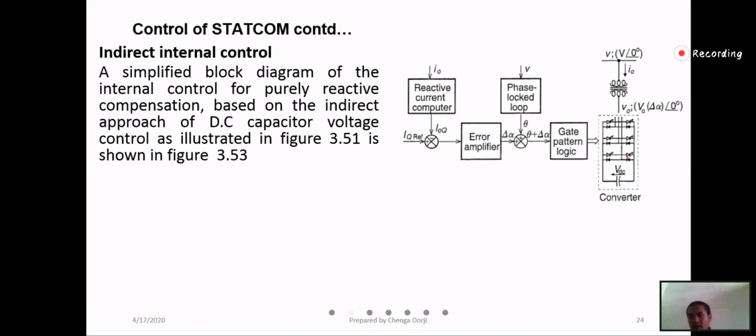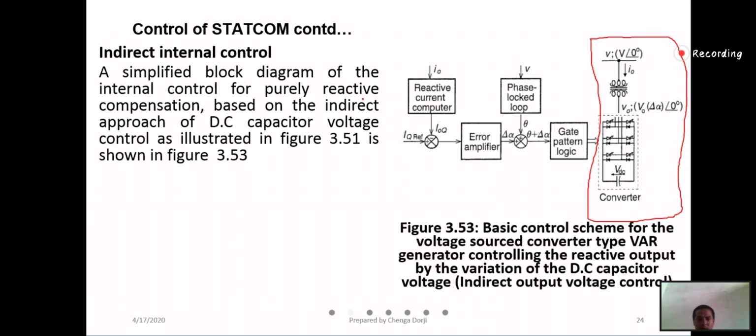So again, similar to before, this part is your STATCOM. In order to start this, we require a gate signal. Remember that every switch or valve has a gate, so a gate signal is required. In order to generate that gate signal, we require this controlling part. So here you can see the input to the indirect control is IO.